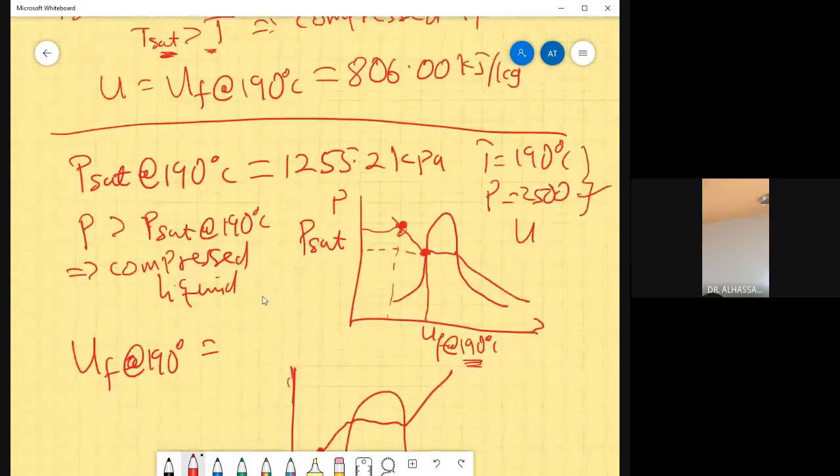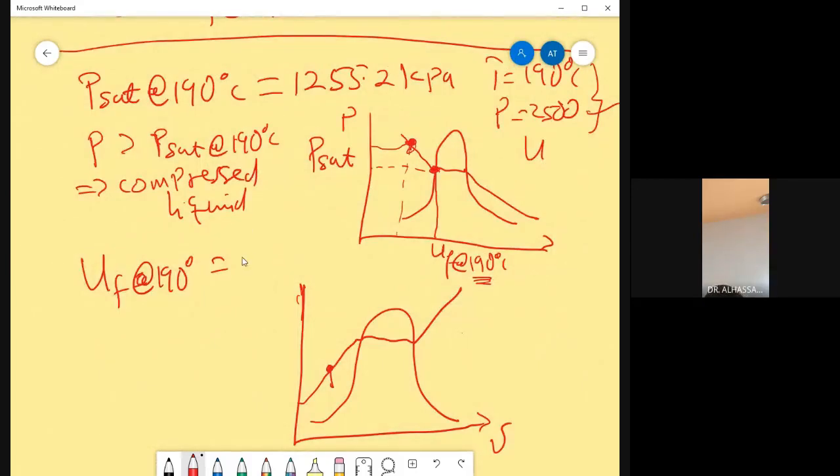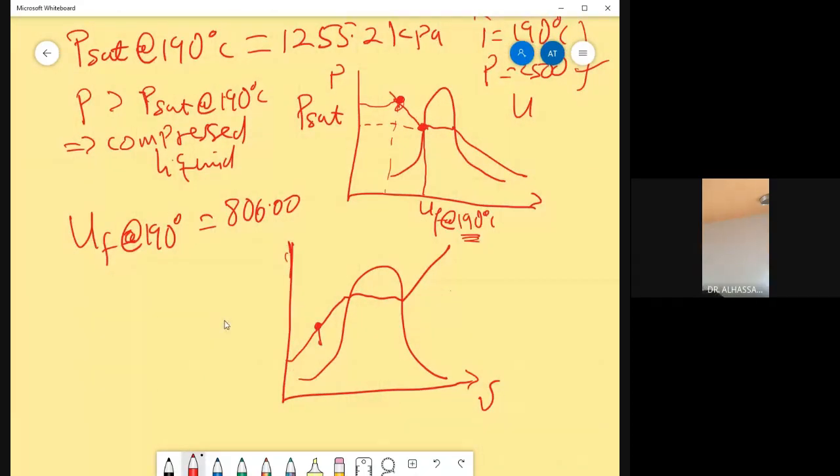So whichever way you go about it, you get 806.00. So this gives us 806.00. Okay? So you will discover that, please pay attention. If actually there exists the value of U in this region, and you compare it with UF over here at the given temperature, you will discover that the difference between this U and this UF is not going to be very, very small. You understand?